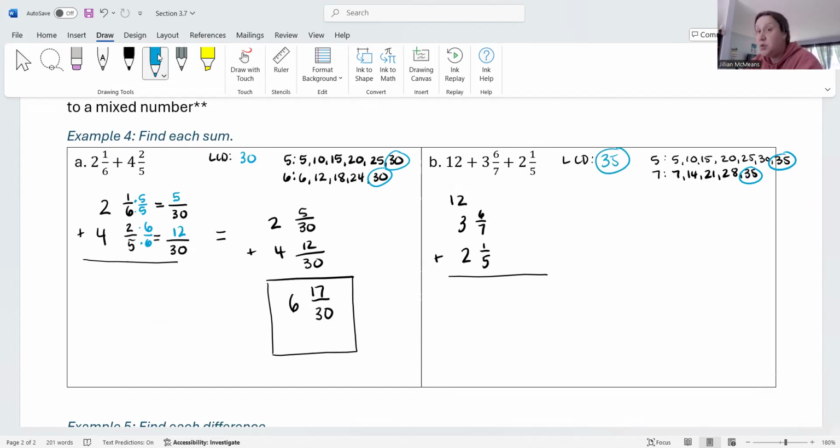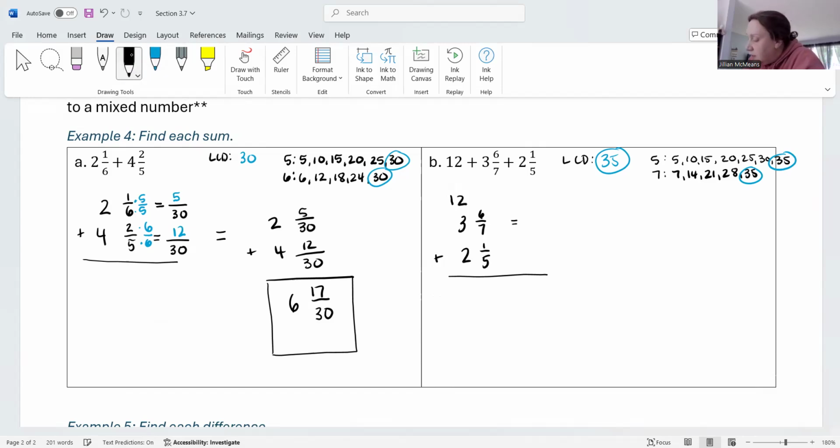Now, when it comes to adding, if you have a whole number, you don't have to worry about any kind of fraction. Okay, so we can just keep the 12 as it is. We don't have to have it as a mixed number or anything like that. But the 6/7 and the 1/5, we want to convert those into equivalent forms using 35 as the denominator.